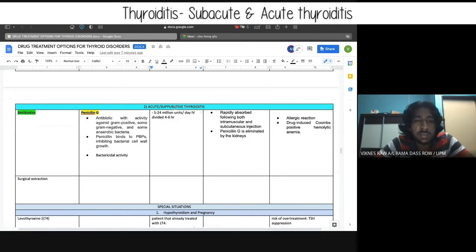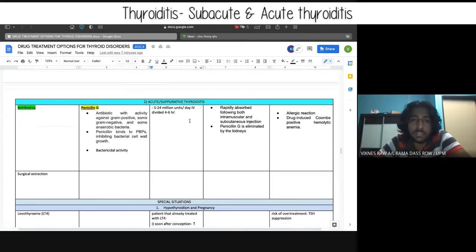Penicillin is actually an antibiotic with activity against gram-positive, some gram-negative, and some anaerobic bacteria. Penicillin will bind to peptidoglycan binding protein, which will inhibit bacterial cell wall growth. So this will exert bactericidal activity. The dosage regime for penicillin is usually 5 to 24 million units per day intravenously, divided within 4 to 6 hours.